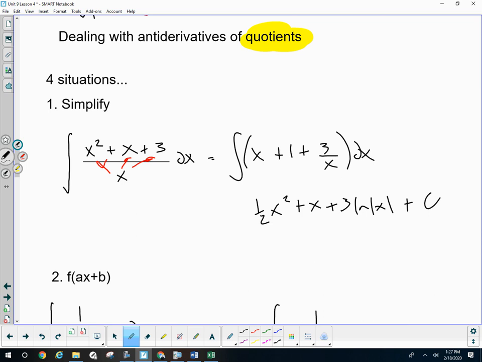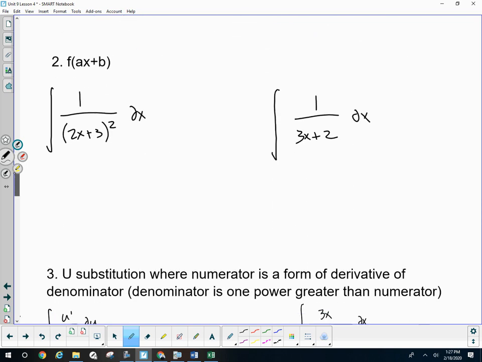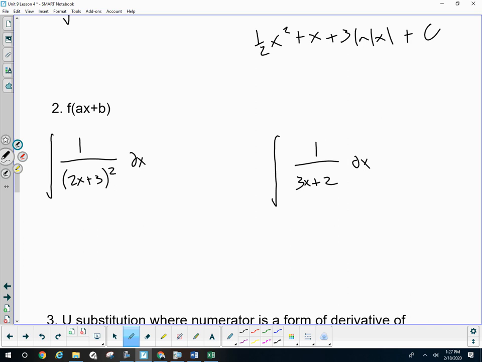Remember, negative first power, we have a log as the antiderivative. Second situation, f of ax plus b, the one on the right. We know it's x to the negative first, or this kind of quantity to the negative first power. If we moved it up, we know that the natural log function handles that x to the negative first. But we also remember we need the reciprocal of the coefficient of x. So this is like on your quiz today.